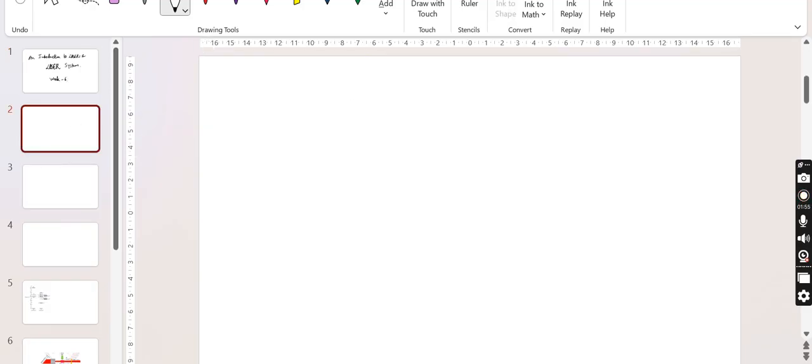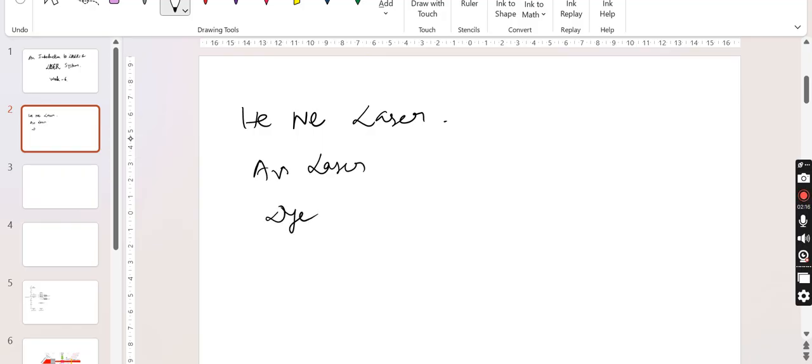In this way, the classes uploaded on this NPTEL portal generally focus on three kinds of laser: helium neon laser, argon laser, and dye laser. Although I have discussed helium neon laser and argon laser in previous classes, I'll revisit them.